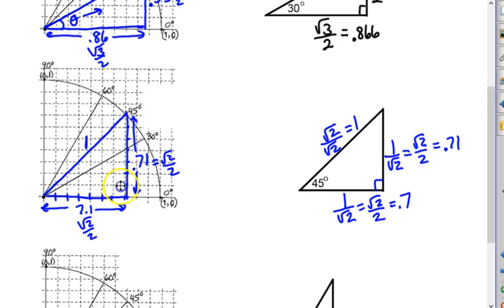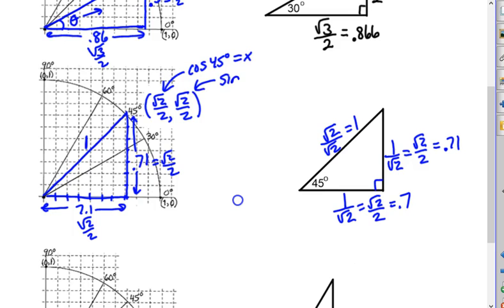So if I were to go over in the x direction the square root of 2 over 2 and also up the square root of 2 over 2, that becomes the coordinates of my point. Square root of 2 over 2 for both x and y. Cosine and sine are the same value at 45 degrees. So this is cosine of 45 degrees. That's my x value. Sine of 45 is the y value.